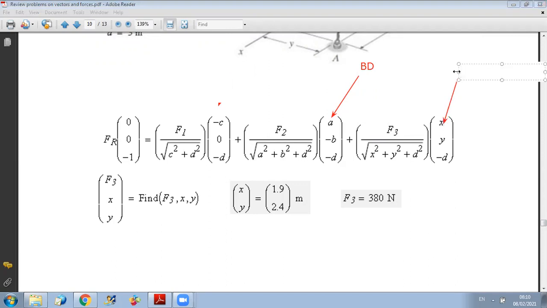And you can see here that all are known except 3 terms: first, I don't know F3, and I don't know X and Y. So how to find these 3 unknowns? I do comparison along I, along J, along K, and I end up with 3 equations with 3 unknowns. Okay? Is the procedure clear, or do you want me to go into more details? Any question on this problem?